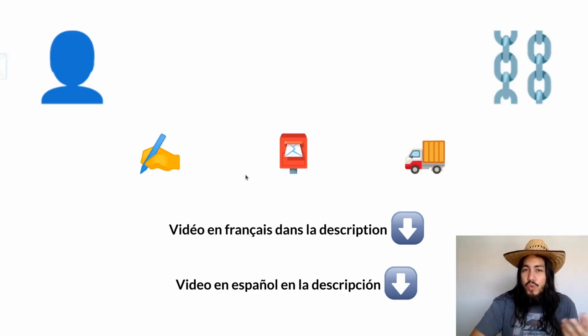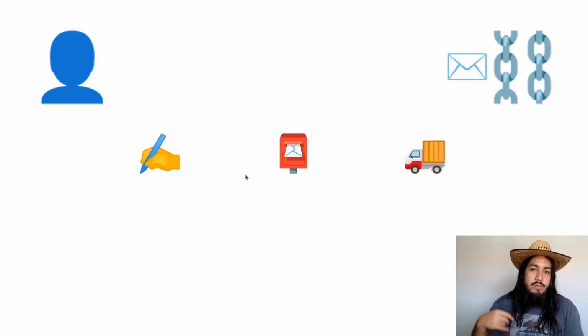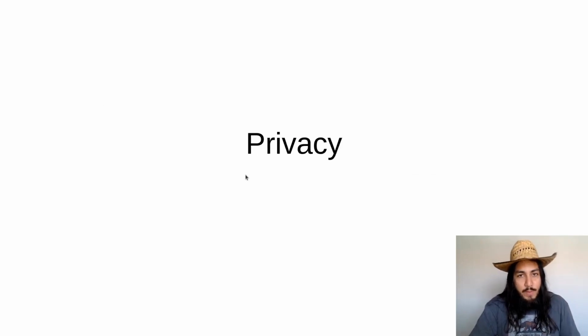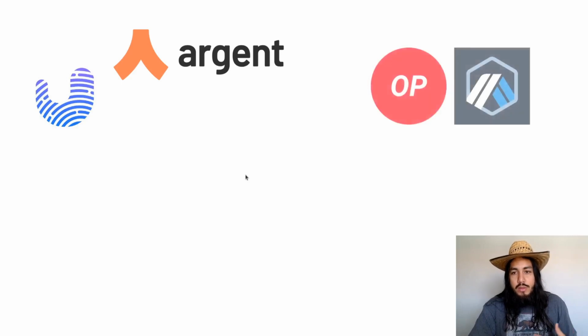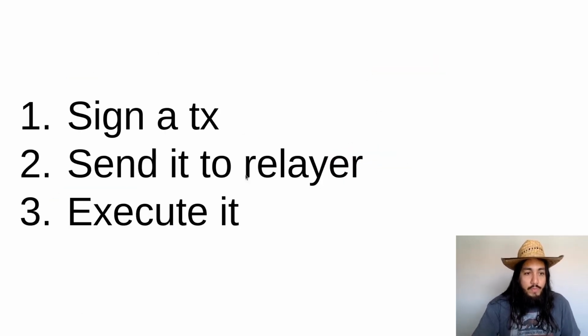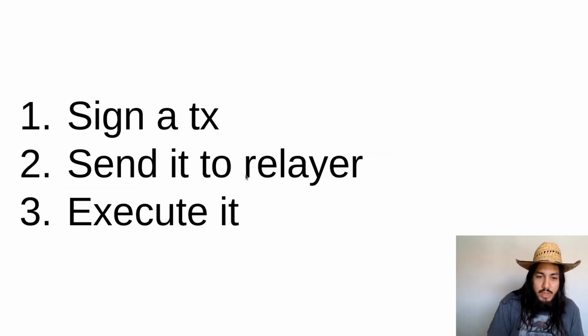You may have used or heard about projects that allow gasless transactions. This is something that we use in one way or another for account abstraction, rollups, even privacy. So projects like Argent, Unipass, Optimistic and ZK rollups, and even privacy projects use this in some sort of way. In this video, we're going to learn how to sign a transaction, send it to a relayer.